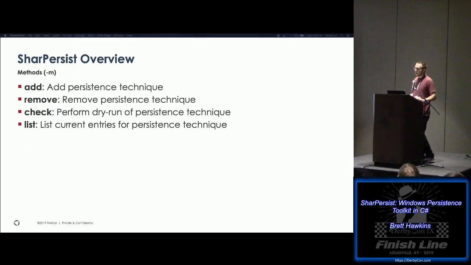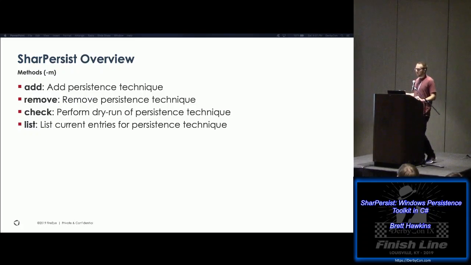So I mentioned the methods. There's 4 different methods, right? There's add, which is simply going to add that persistence technique. Remove will remove that persistence technique. Check will perform a dry run without actually adding that persistence. So for example, it's going to check to make sure you have the right permissions, make sure you have the right switches, stuff like that, without actually adding it.